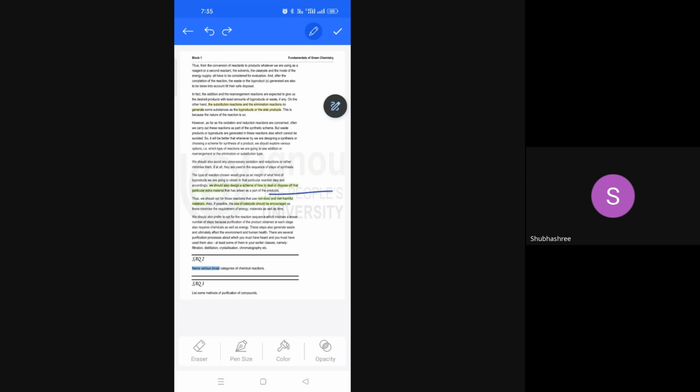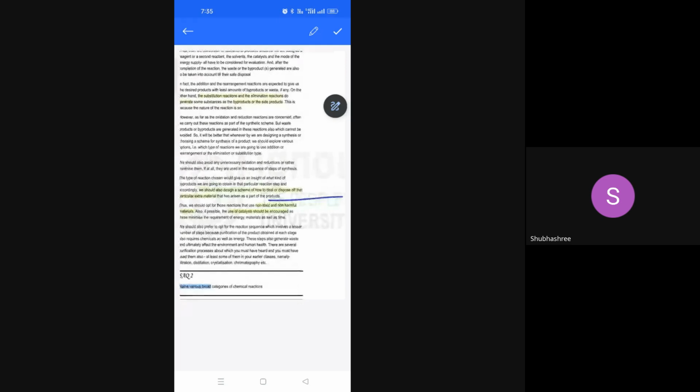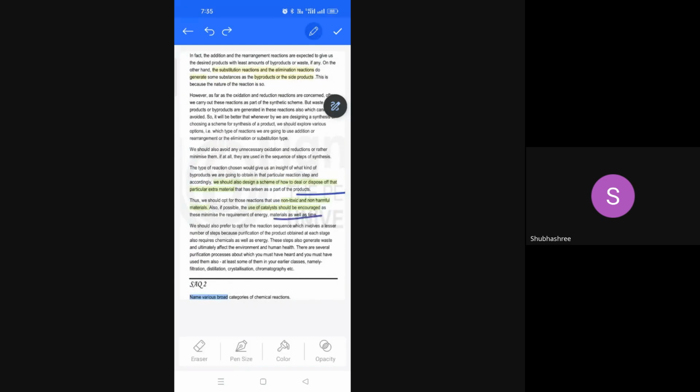We should also design a scheme of how to deal with or dispose of the extra materials. Thus, we should opt for those reactions that use non-toxic or non-harmful materials. Also, if possible, the use of a catalyst should be encouraged, as this minimizes the requirement of energy, material, as well as time. Already I have told you.